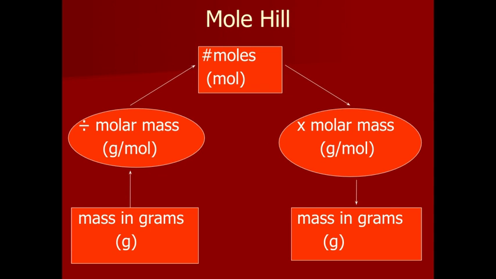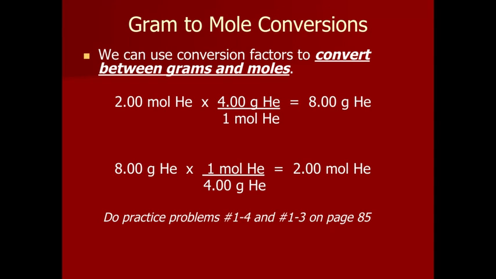Okay. So here's kind of how they relate to each other, right? I have to have the number of moles, and I can relate that whether that's dividing by that or multiplying by that. And that'll either give me the grams. So I can start with grams and go to moles, or I can start with moles and go to grams, if that makes sense. Whether I'm just multiplying or dividing by that molar mass. Okay, so we use these conversion factors to convert between grams and moles.